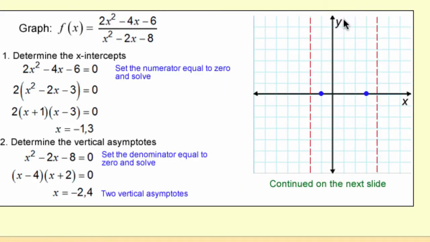Here's another example. In this case, notice the degrees are the same. So that means it's going to work out a little differently than the last graph. But the steps are all the same. First of all, determine the x-intercept, set the numerator equal to 0 and solve. x equals -1 and 3. Plot those points. Set the denominator equal to 0 to get the vertical asymptotes. You get x equals -2 and 4. Those are the red vertical lines there.